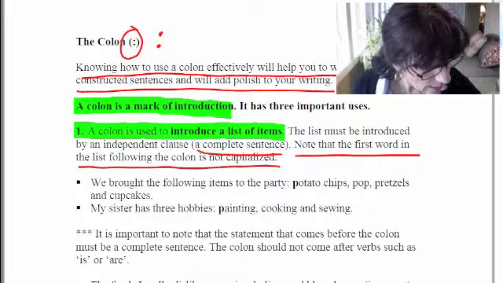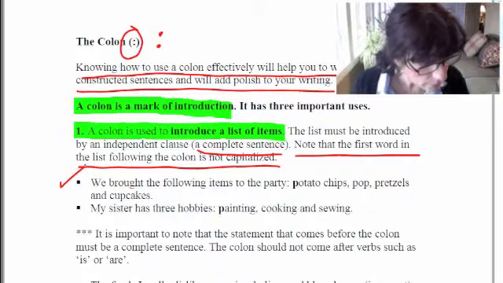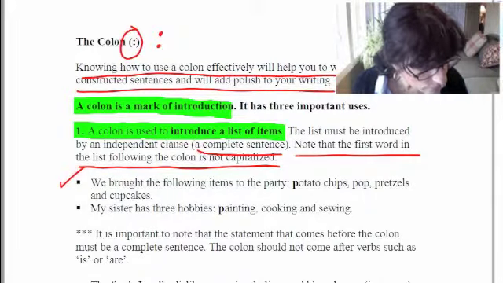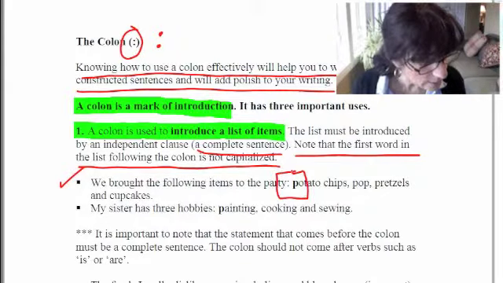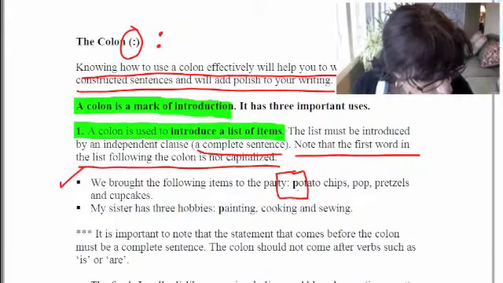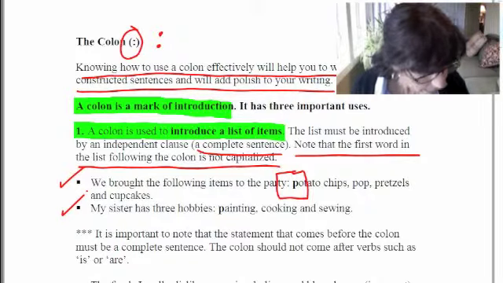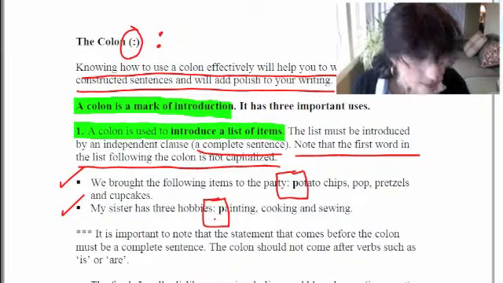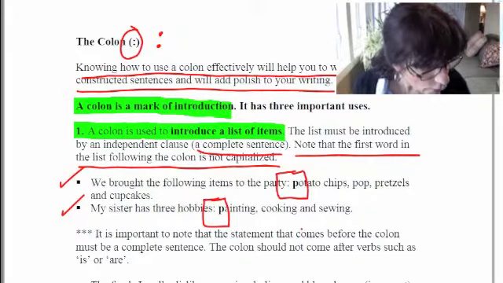Now let's look at an example because that will make it easier to follow the rules. In this first example, we brought the following items to the party. Now you're starting your list. So you put the colon and you start your list: potato chips, pop, pretzels, and cupcakes. And note that you do not start with a capital in the first word following the colon. So the P in potato chips would be a small p. In the second example that I provided, my sister has 3 hobbies, and now there's your list. Colon, you start with a small letter following the colon, and your list is painting, cooking, and sewing.